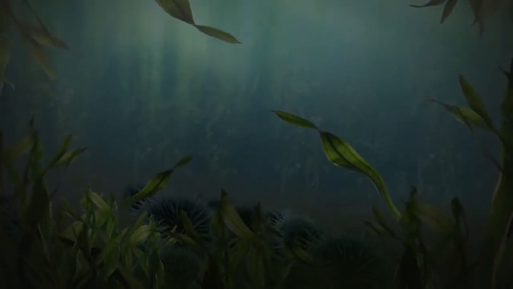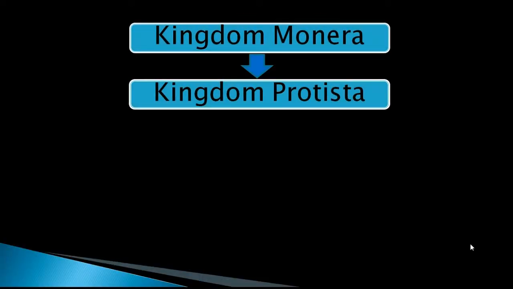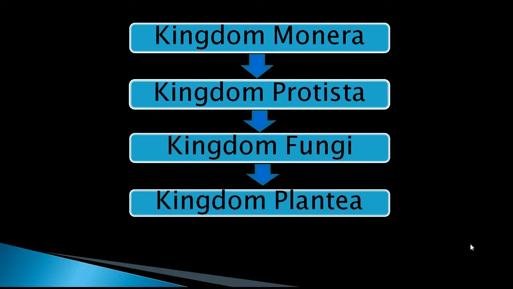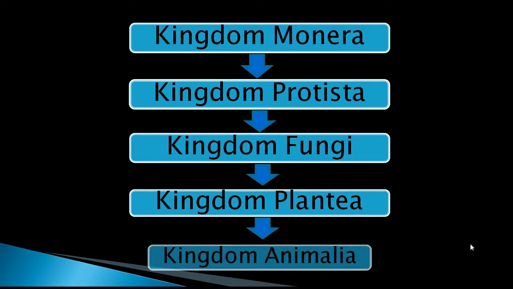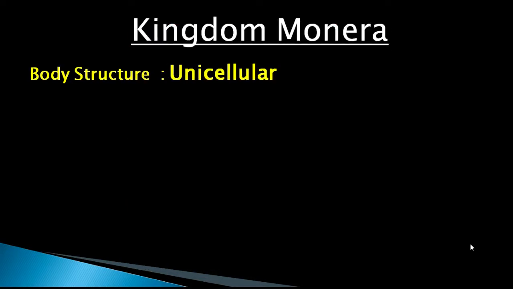R.H. Whittaker's five kingdoms are: Kingdom Monera, Kingdom Protista, Kingdom Fungi, Kingdom Plantae or Plant Kingdom, Kingdom Animalia or Animal Kingdom. Kingdom Monera. Body structure: unicellular.